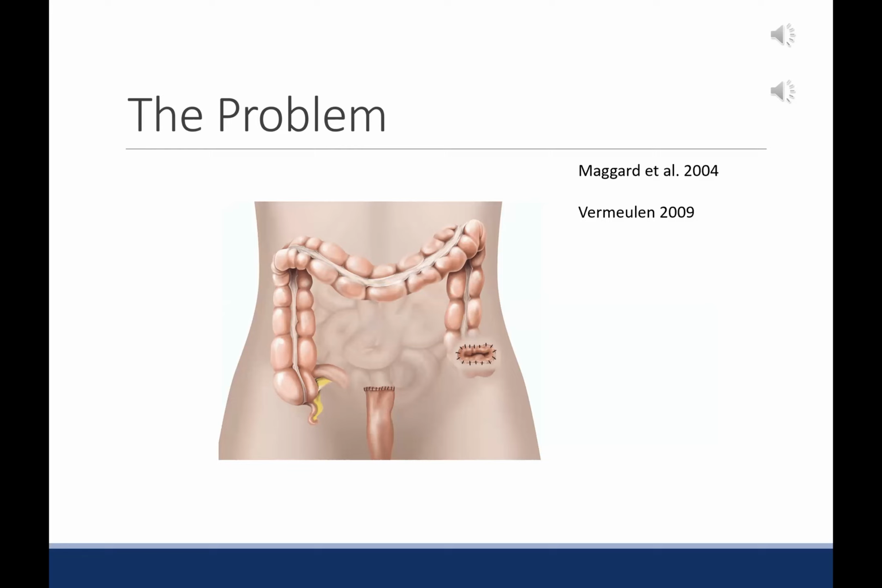Maggard et al. in 2004 found that out of 1,176 patients who underwent a Hartman's procedure, only 65% had undergone reversal at 4-year follow-up. Vermeulen et al. in 2009 found that of 158 patients who had undergone Hartman's procedure, only 45% were reversed. Of 19 who had undergone primary resection and anastomosis with diverting loop ileostomy, 74% were reversed. They also found post-Hartman's procedure reversal morbidity was 44%.